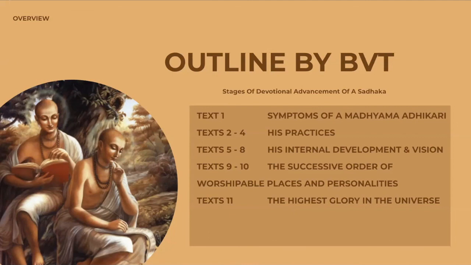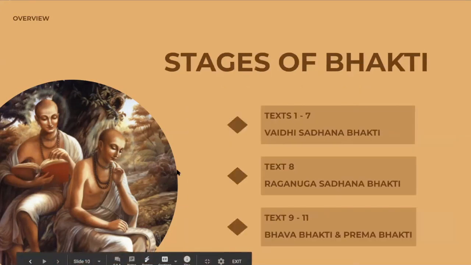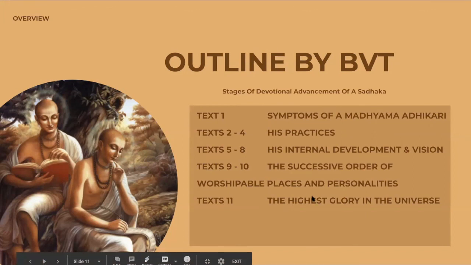So there are these 2 outlines. Even for this course, even if you can just remember the previous outline, text 1 to 7 Vaidhi Sadhana, text 8 Raganuga Sadhana, text 9 to 11 Bhava Bhakti and Prema Bhakti, if you can remember this, that will be enough for the course. However, I'm just sharing an extra detail on how Bhaktivinoda Thakur sees this book.